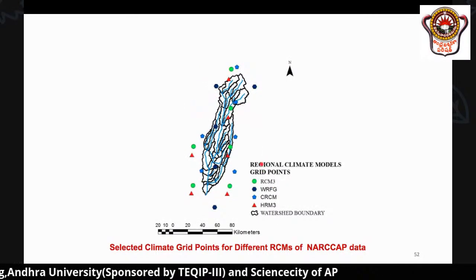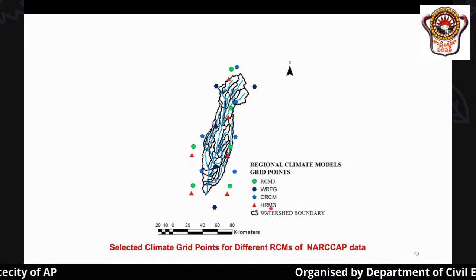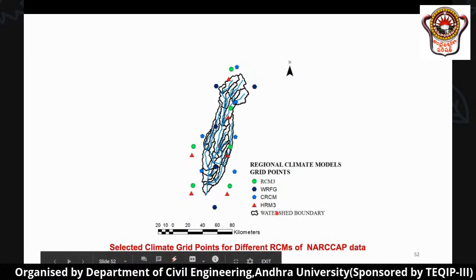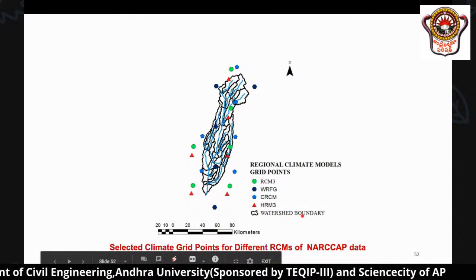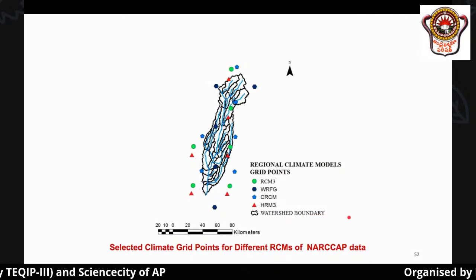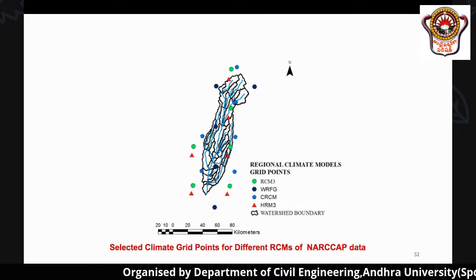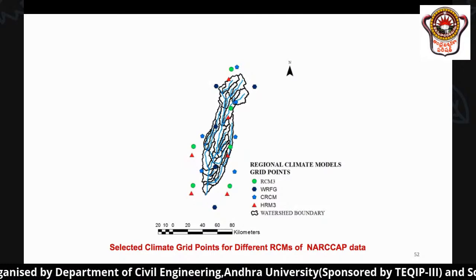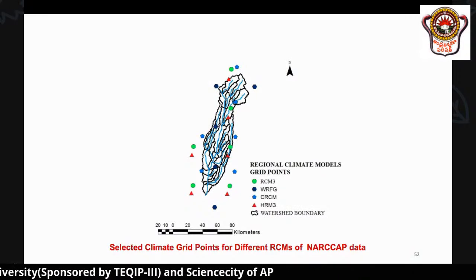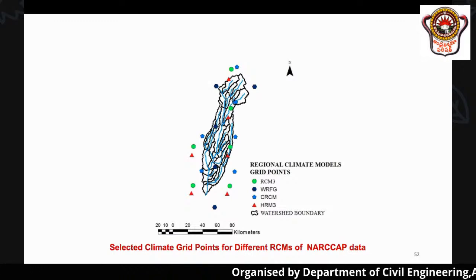Now I am showing different climate models. Almost 4 different climate models are there, along with the watershed boundary, showing how all these points are falling. Sometimes these points fall in the same place, but since the grids are different, they may even fall in different places. Whatever the case, you have to bring these data sets into the environment where you are working in the hydrological model and give them as input.